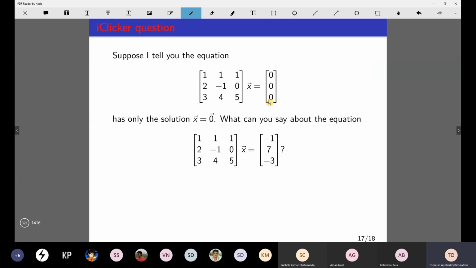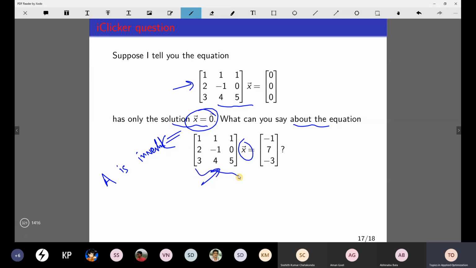So I can skip this. Yeah. So suppose I tell you the equation has only this solution, then what can you say about this? So this will have a unique solution, because if the solution to this is only x equals 0, then this implies that A is invertible. If A is invertible, then this will have a solution. So I know now that this is invertible. So this is like A inverse times this, and A is invertible, and so this will have a unique solution. So that's what I can conclude.